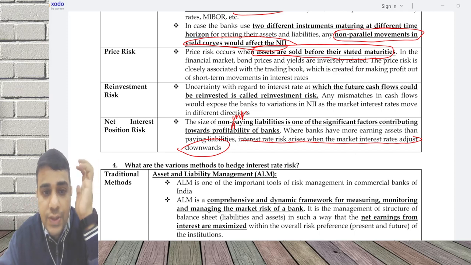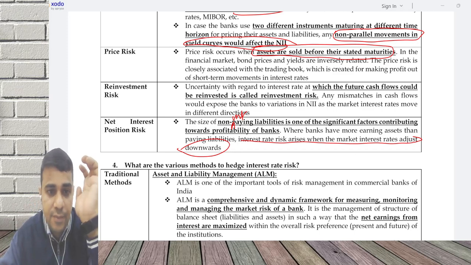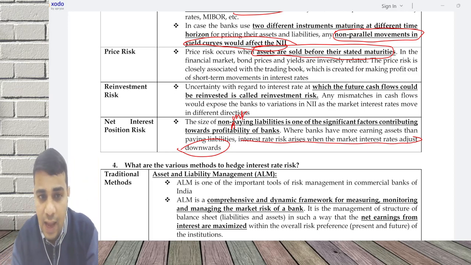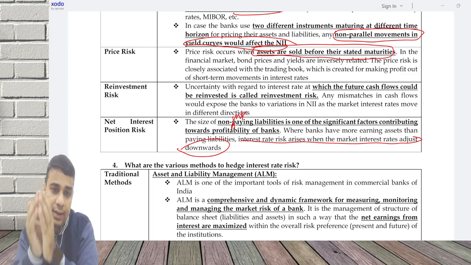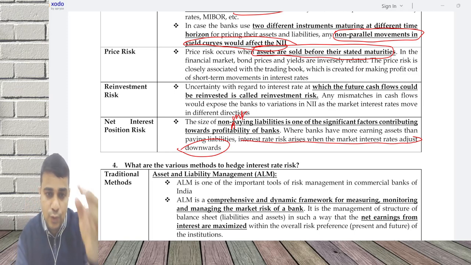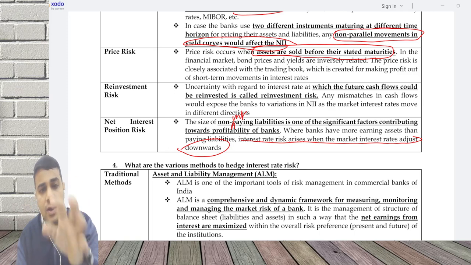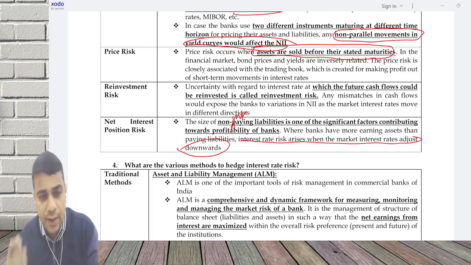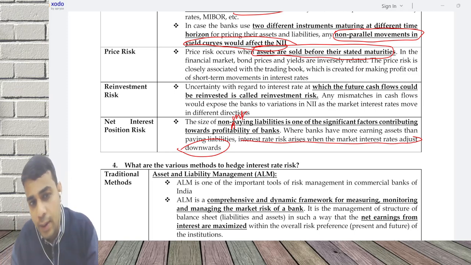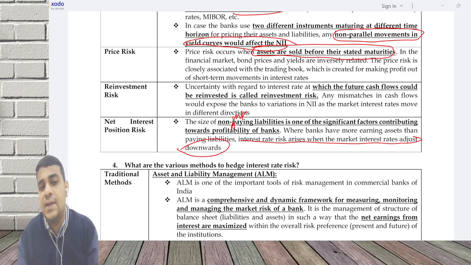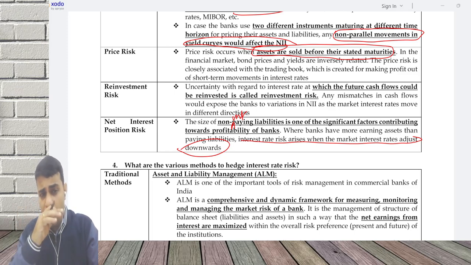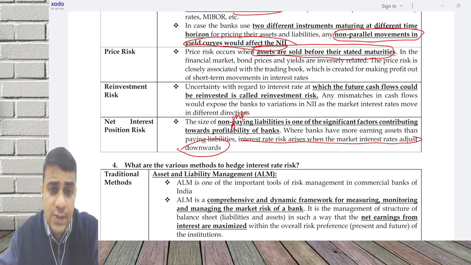Now, how do I hedge it? Because our focus in AFM has always been understanding the risk and taking certain corrective action on that. We learned about corrective action even in futures, in forex. Here also in interest rate, we have certain corrective action to take, which is broadly classified into traditional method and modern method. Some of the methods you have already seen, like forward rate agreements, interest rate futures, interest rate caps, floors, collars, swaps.